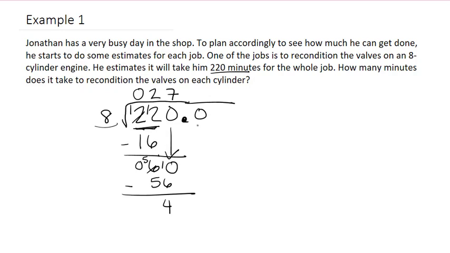So now we take this 0 and we're going to bring it down. So now we have 40. Now 8 can go into 40 5 times. 8 times 5 is 40. And we will subtract and we get 0. Now we come back up to our quotient, right here on the top. And we're going to bring that decimal straight up from where it's at.